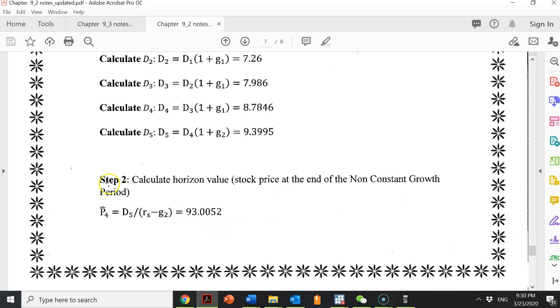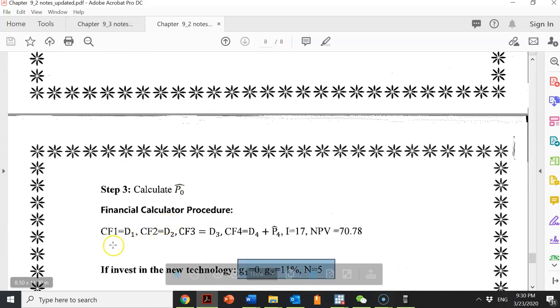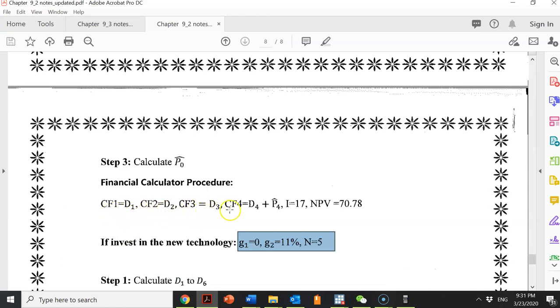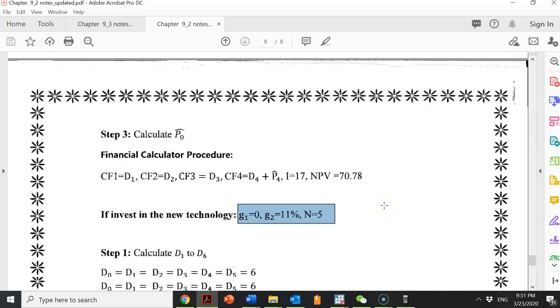Okay. Step 2, P4, horizon value equals D5 divided by RS minus G2. Step 3, we input cash flow 1 as D1, cash flow 2 as D2, cash flow 3 as D3, cash flow 4 as D4 plus horizon value P4. I equals 17, and PV computes 70.78 is the stock price if we do not invest in the new technology.